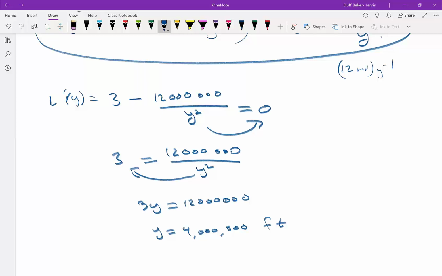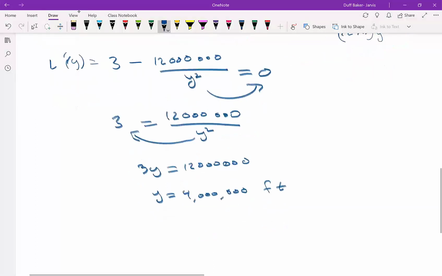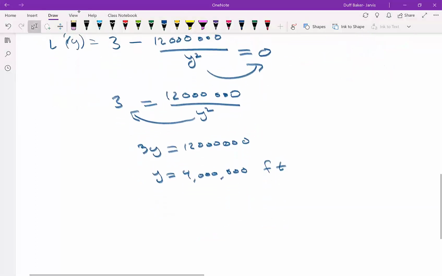Okay. And so this is a possible answer, right? Whenever we find these critical values, it's never for certain that this is the answer, but often it is. But we should always check. So we want to check that this is a min, because it's possible it could be a max or neither type.